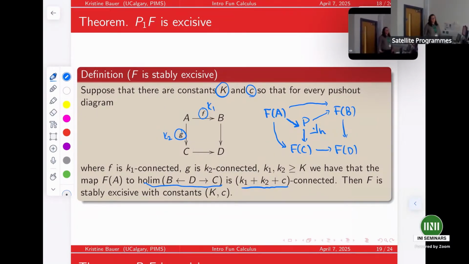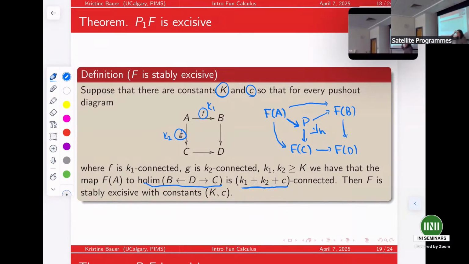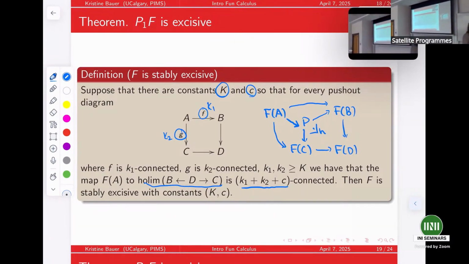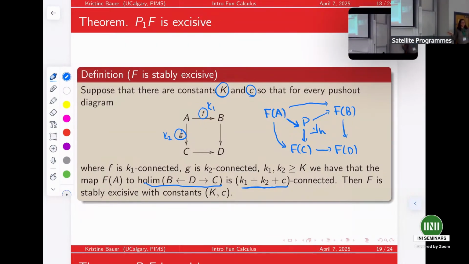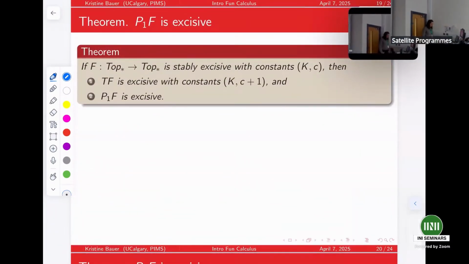So what I want to do now is assume that F has this kind of connectivity. So it tells me that F isn't itself excisive, but it's kind of excisive in a range. So if I know the connectivity of these, then it's equivalent to being the homotopy pullback in this range. And what I want to show you is that for the functor T that I defined to begin with as my helping functor, if F is stably excisive with constants K and C, then T is slightly more excisive. That constant C is going to increase. All right. So that's what I meant when I said before that T was slightly more excisive.